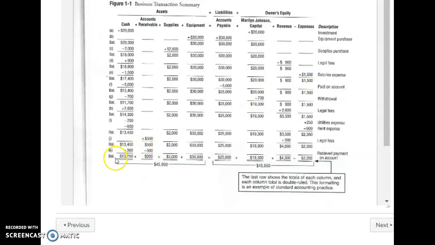And again, if you look at the bottom here, you always want to proof your account once you're finished. The assets are $45,950, and then if you add up your liabilities and your equity accounts, they add up to the same thing. So you always want to make sure that you are in balance at the end. So now let's go on to our assignment for today.